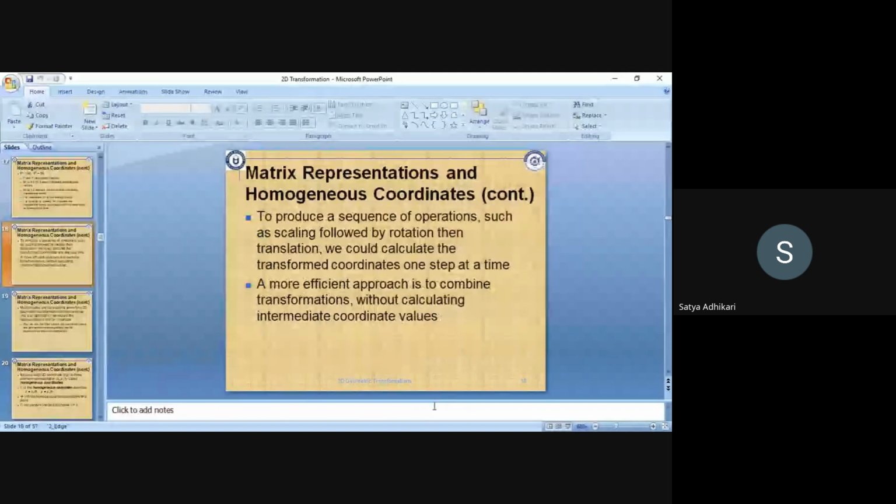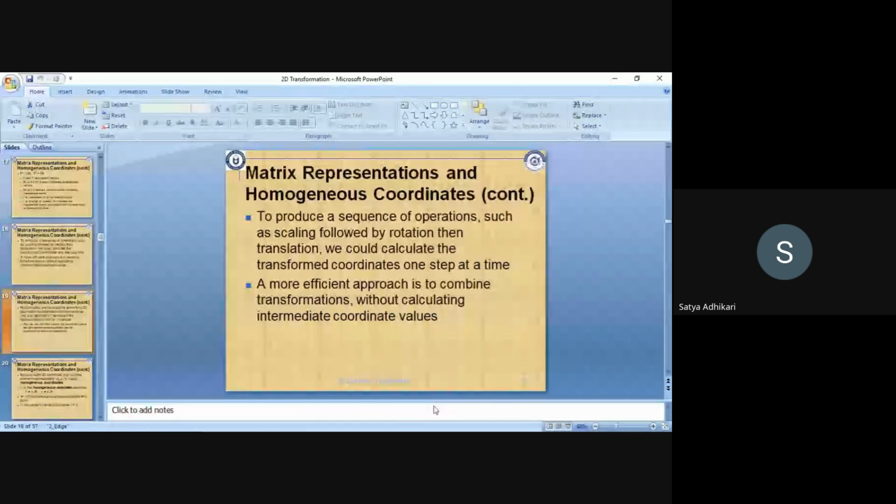To produce a sequence of operations, such as scaling followed by rotation, then translation, we could calculate the transformed coordinates one step at a time. A more efficient approach is to combine the transformations without calculating the intermediate coordinate values.